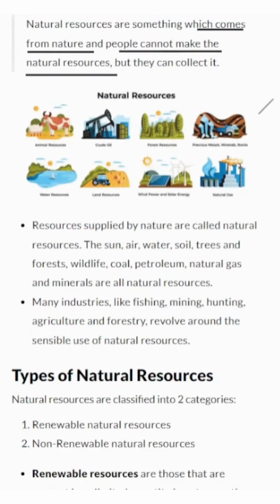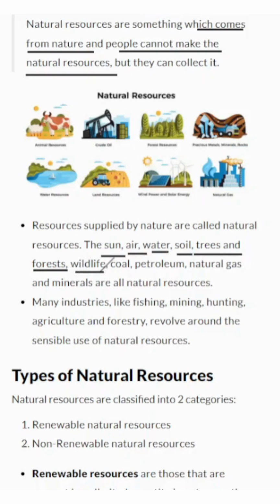For instance, we have sunlight, the radiant energy from the sun, air, which we breathe every moment, water, the lifeblood of our planet, soil, the foundation for agriculture, and the lush trees and forests, which provide us with timber and purify our air. We also have the incredible diversity of wildlife as part of renewable resources.